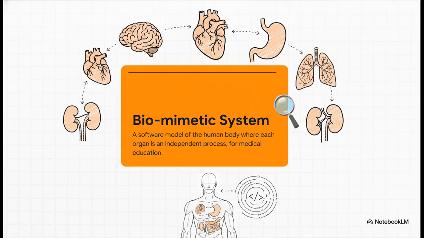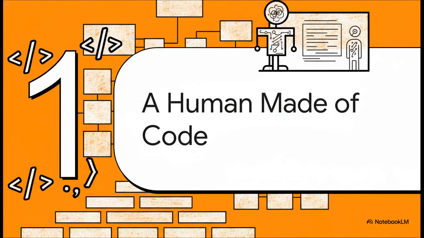Okay, so at its heart, this project is what's called a biomimetic system. And that's really just a fancy way of saying it's software that imitates life. Think about it. Each organ is its own little program, right? It's running all by itself, but it's also interconnected with everything else. And together, they create this digital human that we can actually learn from. So that's the big question, right? How do you even begin to write a human in code? Well, it turns out it all starts with a foundation that's surprisingly elegant and pretty minimalist.